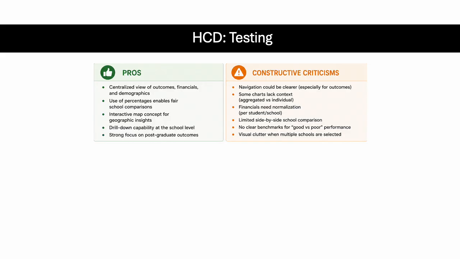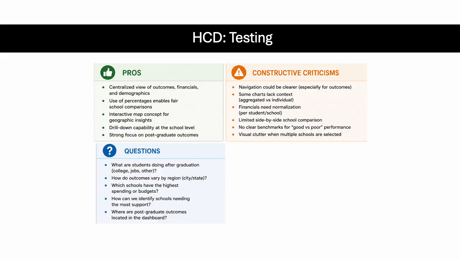A lot of the charts lack context. What did the data mean? What was showing up? And the financials needed more normalization. It was also limited in the side-by-side school comparison. So essentially, we needed more information on the dashboard itself rather than having the user guess or make their own decisions based upon what they're seeing.